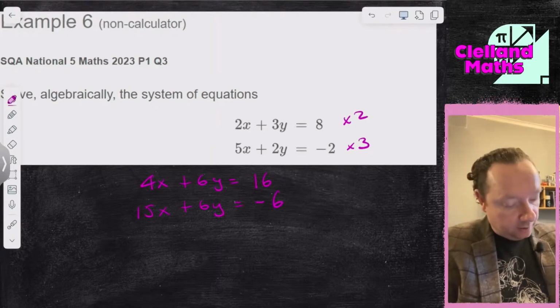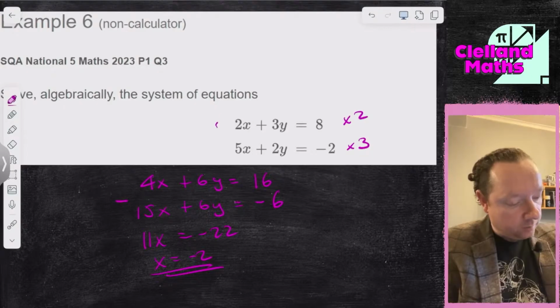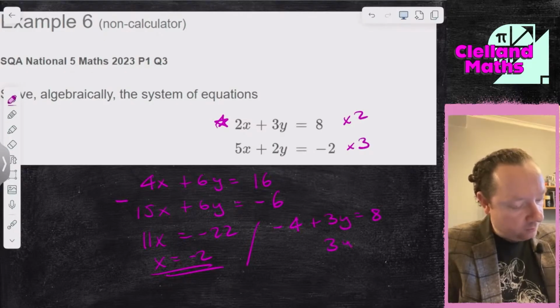Signs are the same, so we're taking away. So I'll do bottom take away top. 15 take away 4 is 11x. And minus 6 minus 16 is minus 22. So x is minus 2 because you divide by 11. We'll sub into this one. 2 times minus 2 is minus 4. Plus 3y equals 8. 8 plus 4 is 12. And then divide by 3 gets 4 back.